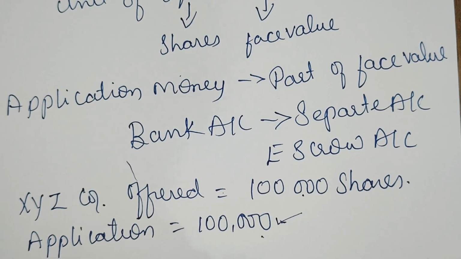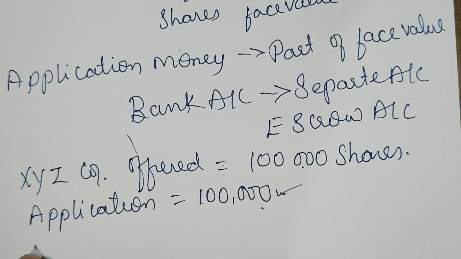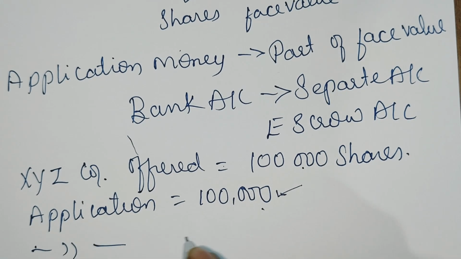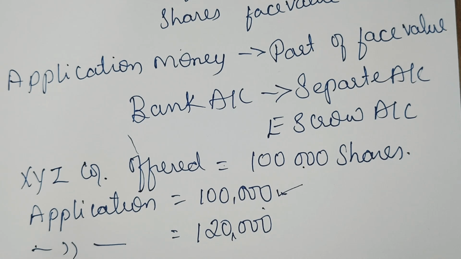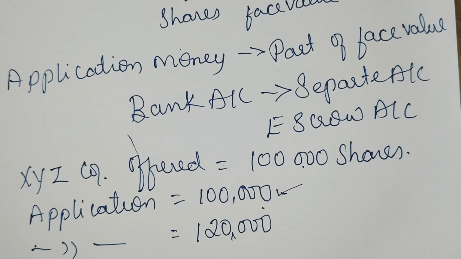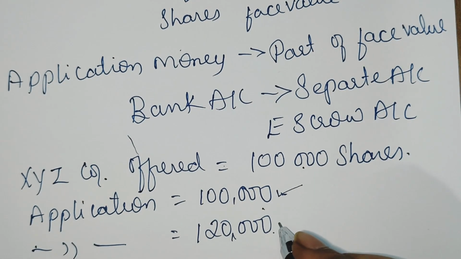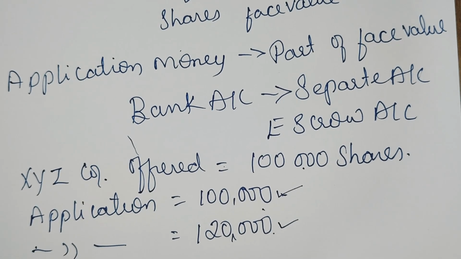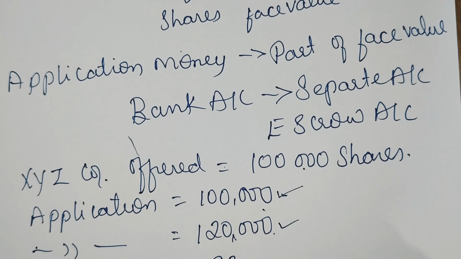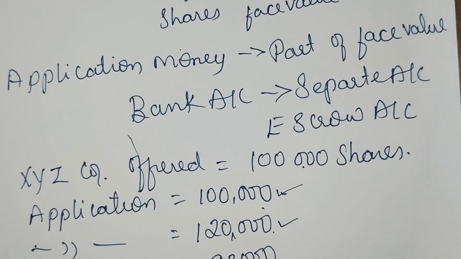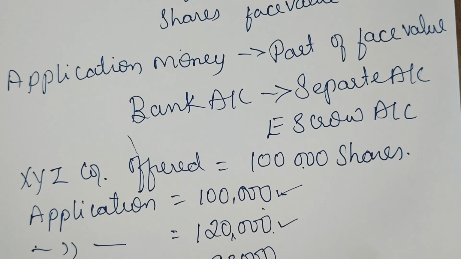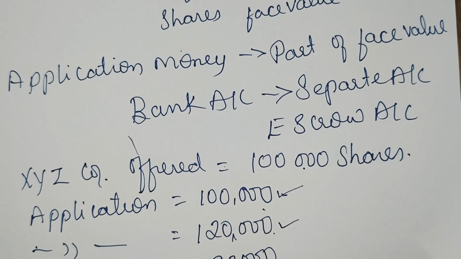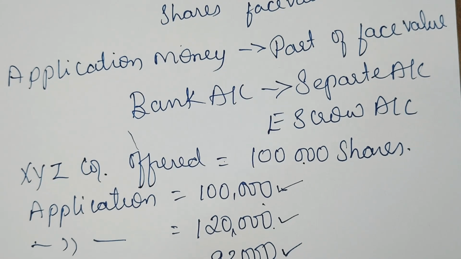Then in the second case, application money, they received 1,20,000 applications. This is also not a problem. The excess, whatever there is, they will return. In case 3, they received 93,000. And in case 4, they received 86,000 applications. 93,000 is also not a problem.